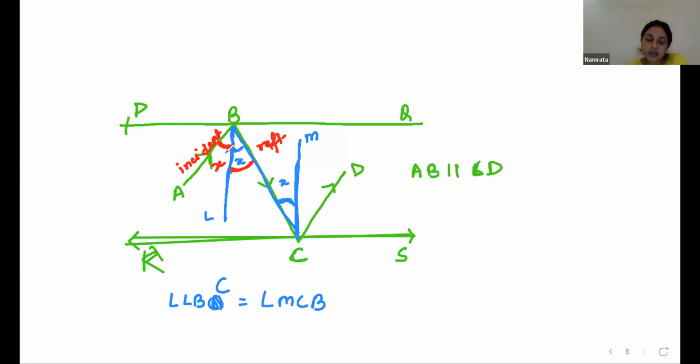Yes, ma'am. That came from the concept of physics only, that angle of incidence is equal to angle of reflection. Now we can say all three are equal with each other. And what else can be said?